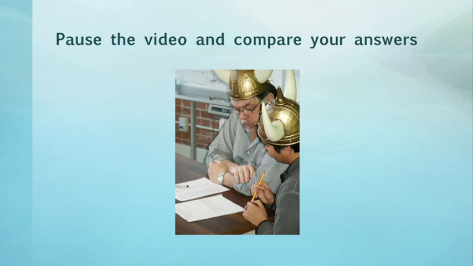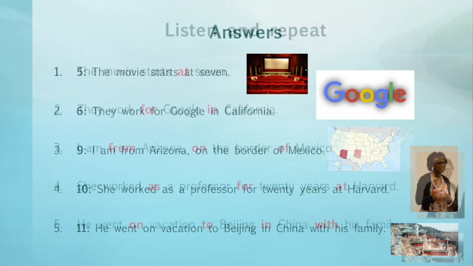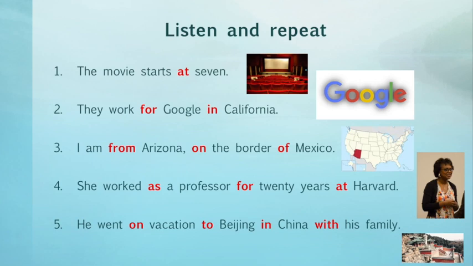So again, if you're watching with someone else or with your teacher and classmates, pause the video and compare your answers. Go back and play parts if you need to. Here are the answers. Pause the video if you need to while you check. So sometimes saying a feature of connected speech like weak forms can help you hear them when other people use them. So please listen and repeat.